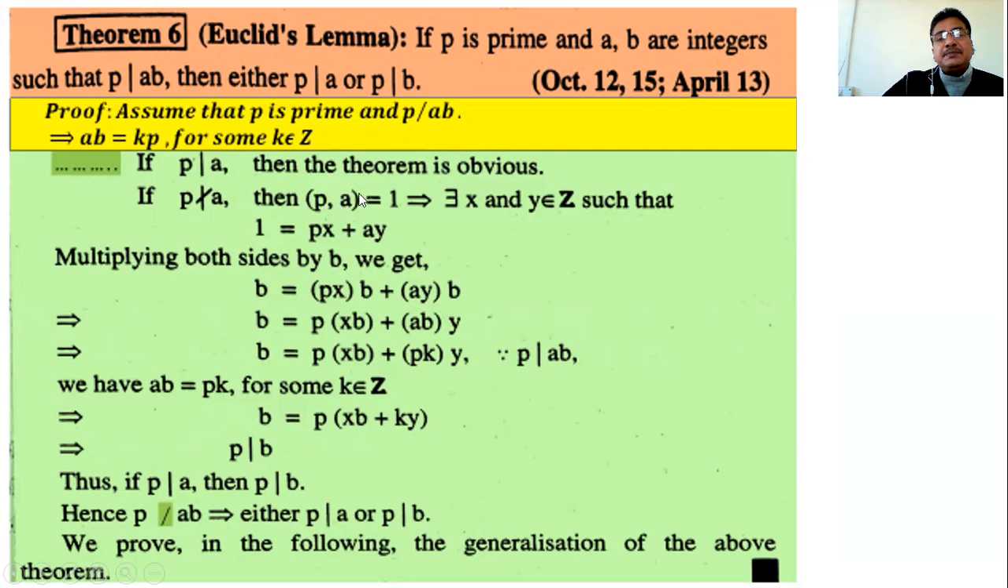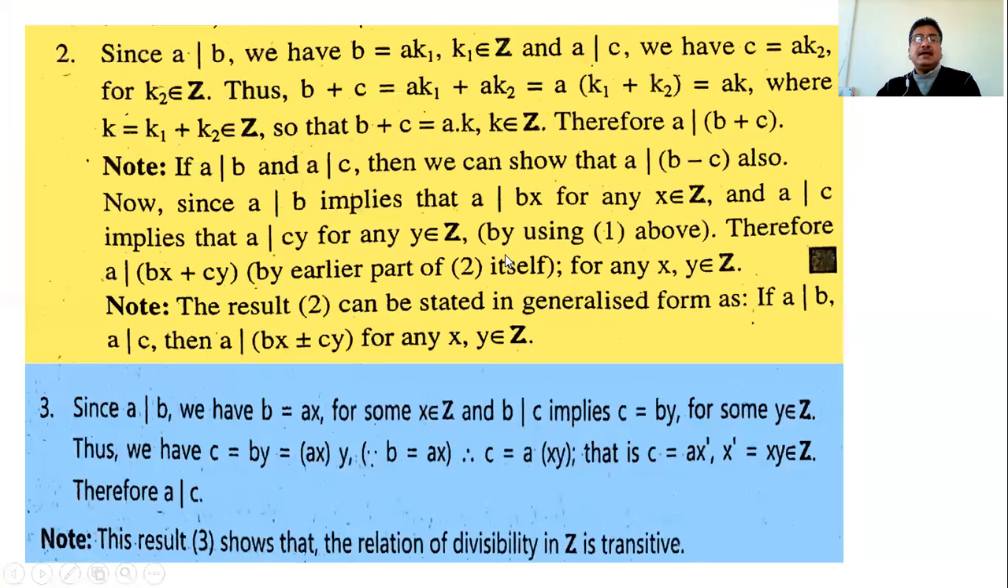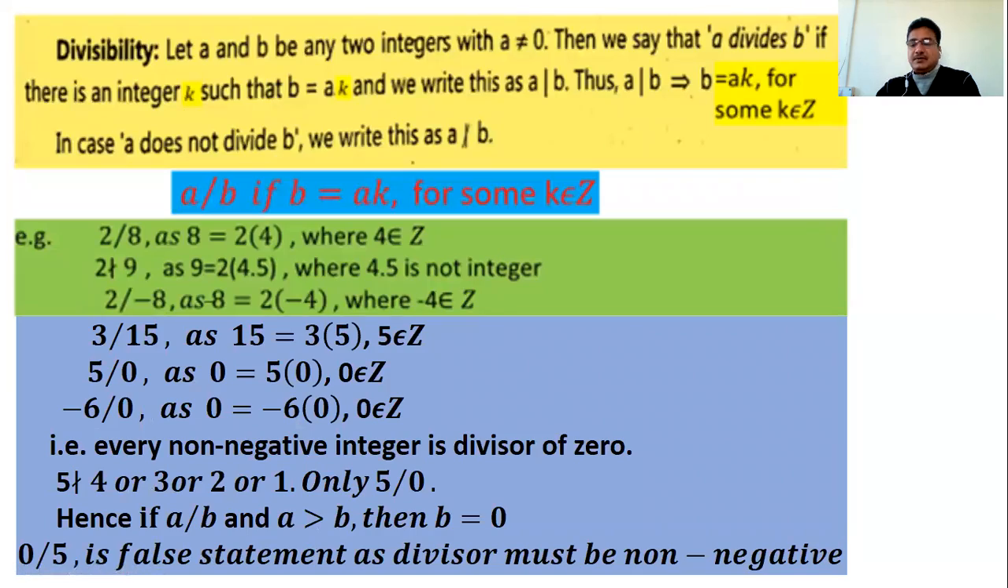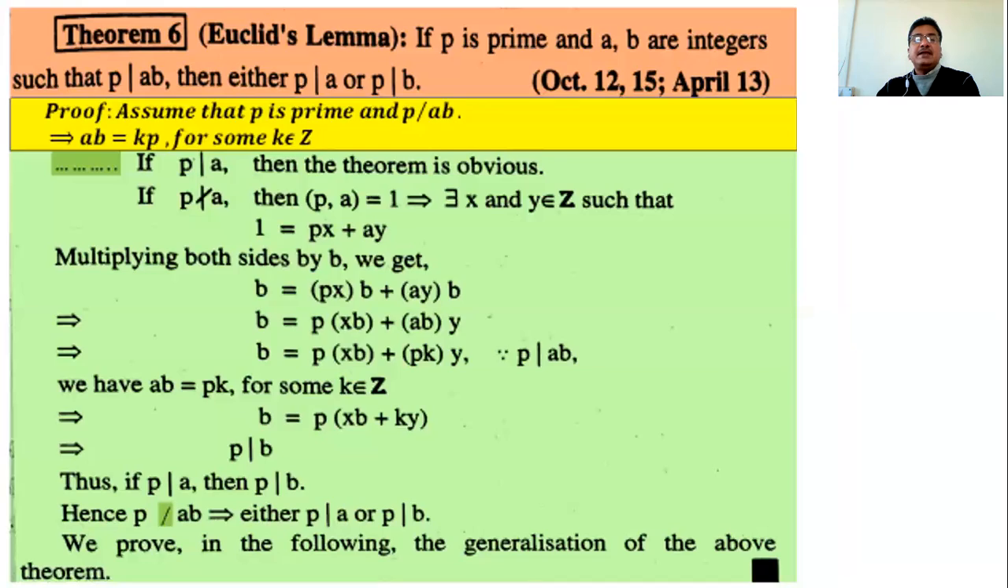P would be a common divisor only if P is in the list of the divisors of A, that is, if P is a divisor of A. But P is not a divisor of A, and that's why the list of the divisors of A does not contain P, and therefore the only common divisor of P and A is 1. That is, the greatest common divisor of P and A is 1.